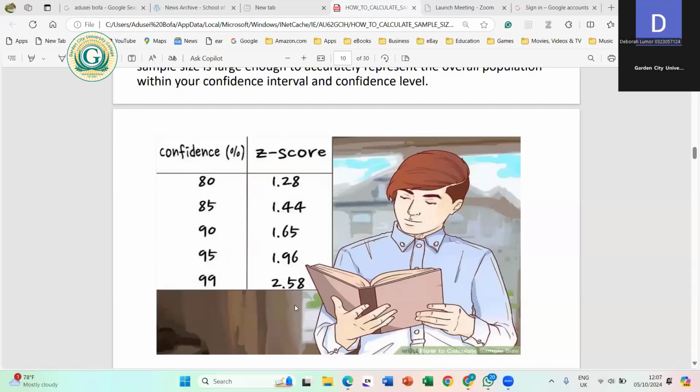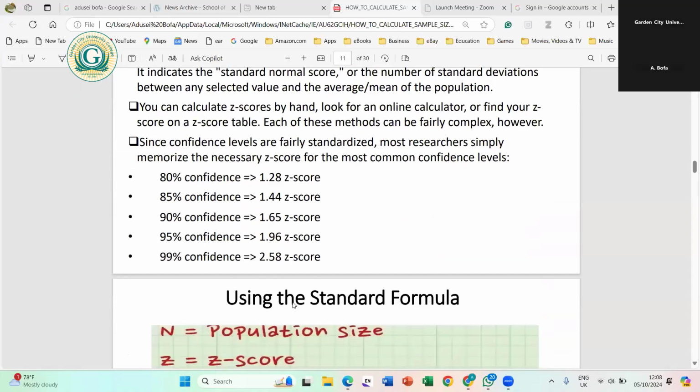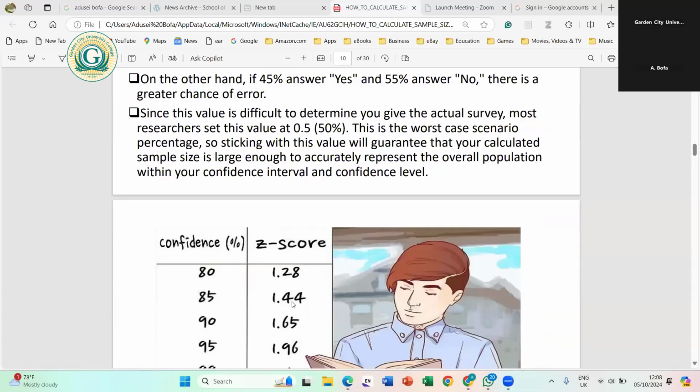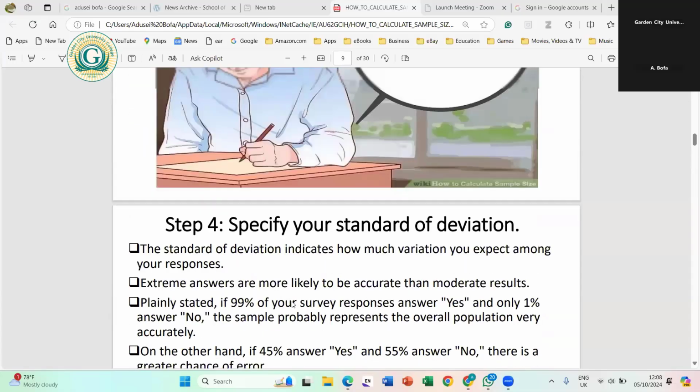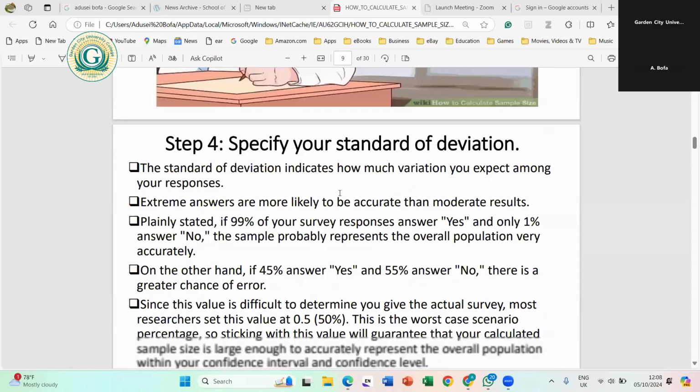Okay. So the moment you get your Z score, Deborah, please let me land, then you can ask your question. So the moment you get your Z score, there's another thing that you have to find or go and get. That's what we call the standard of deviation. The standard of deviation, you specify your standard of deviation.